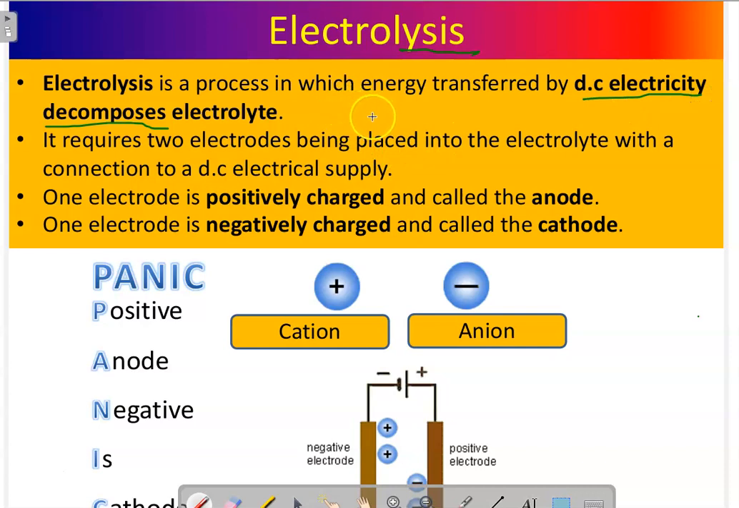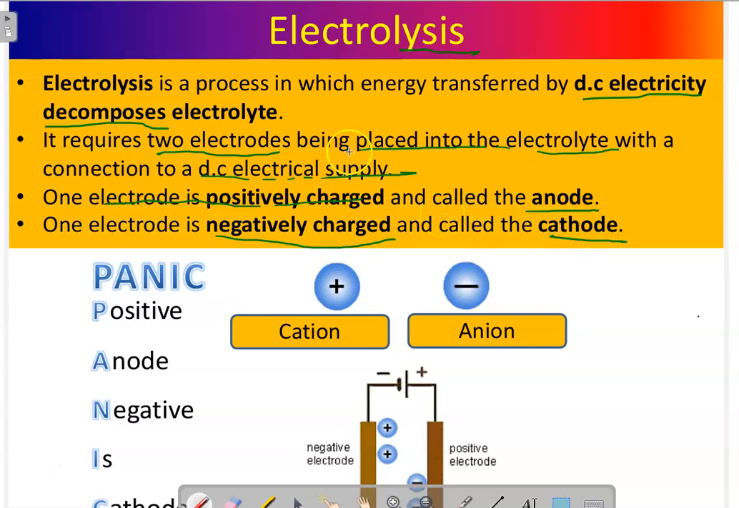Now, what happens in electrolysis is that you require two electrodes. Place the electrodes into the electrolyte and connect them to a DC supply. Okay, it requires two electrodes being placed into the electrolyte with a connection to a DC supply. It's as simple as that. Now, one electrode is positively charged and is called the anode, and another electrode is negatively charged and is called the cathode.